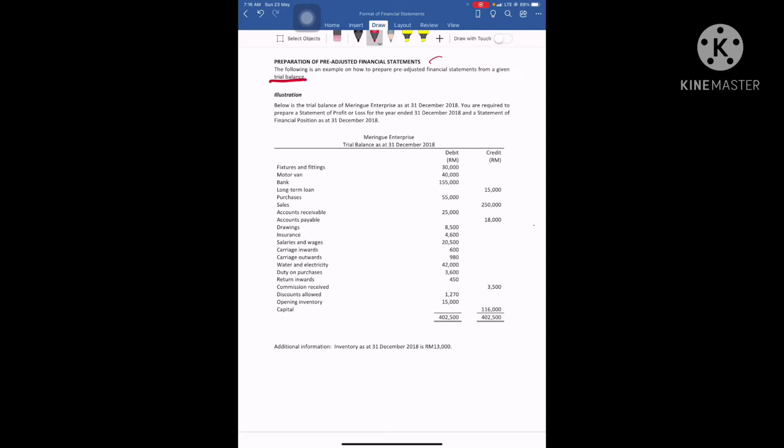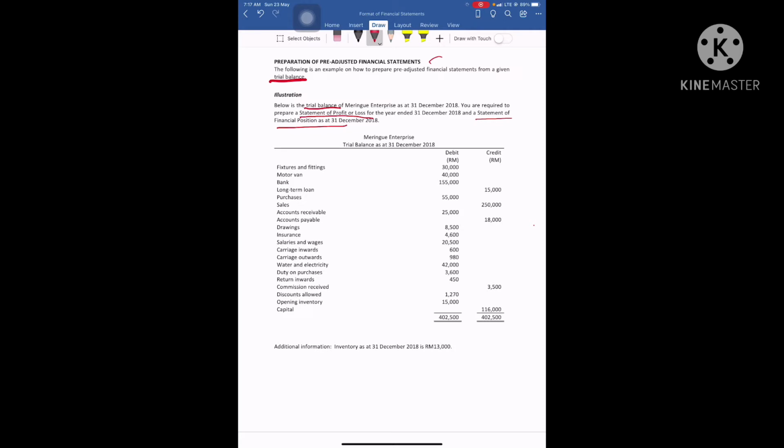So what the question gives you is a trial balance. The illustration below is the trial balance of Marine Enterprise as at 31st December 2018. We are given the trial balance, and we are required to prepare the statement of profit or loss for the year ended 31st December 2018, and also the statement of financial position as at 31st December 2018. So two things that we have to prepare: number one is the statement of profit or loss, the other one is the statement of financial position.